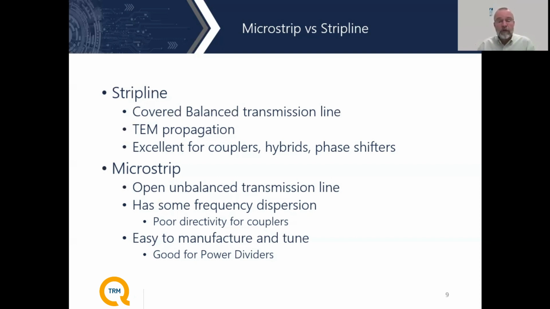There are some tricks that we do when that becomes necessary, although most of the parts that TRM builds are broad enough band where it really isn't practical for us to build that way, and we tend to go ahead and build all of our couplers, hybrids, and phase shifters in strip line to make sure that we have that good TEM mode propagation in order to get really good directivity performance.